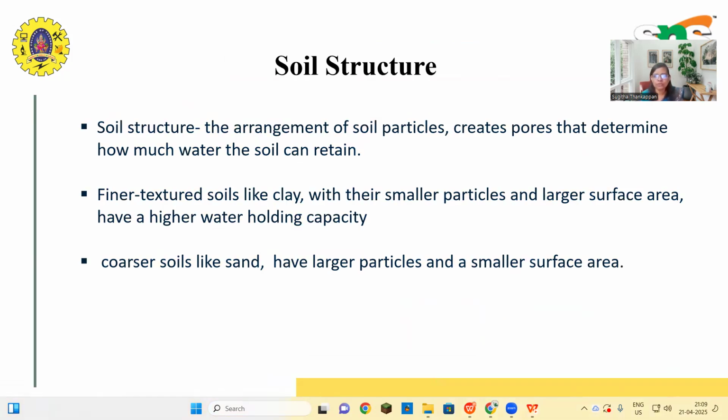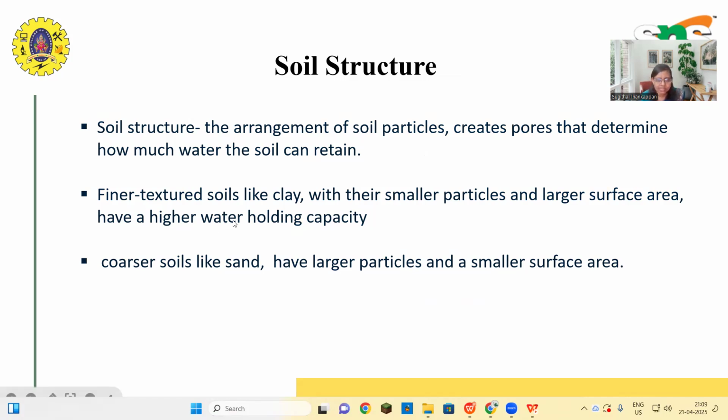Now we can move on to the soil structure. How the structure influences the soil moisture. So what is soil structure? The arrangement of soil particles, that is the clay, silt and the sand, how they are arranged is called the soil structure. When the particles are arranged, there will be some spaces, and these spaces we call pores, and these pores determine how much water the soil is able to retain.